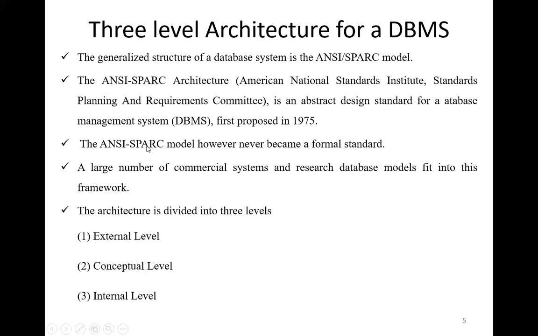This model is not a formal standard or a standard format, but it is used by many companies around the world, so we'll be studying this. This is what your DBMS for most of the products looks like, the three-level architecture. This architecture is divided into three levels, which is why we call it the three-level architecture. At the first level is the external level.